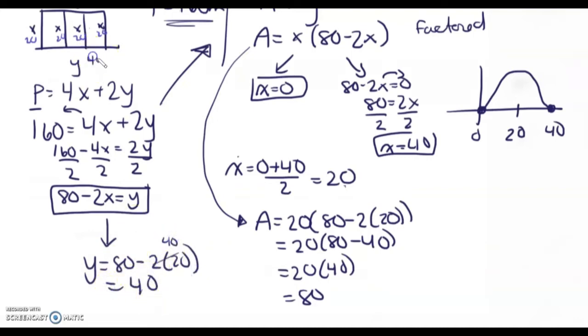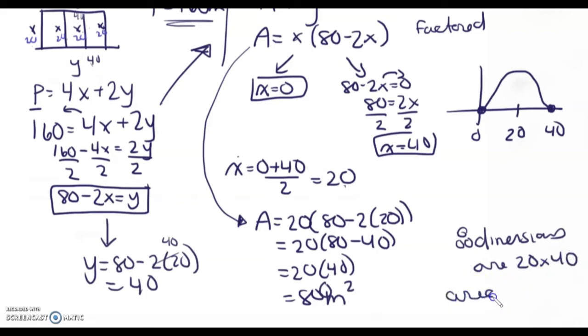Okay, so then we have 40 and 40 up here. And we can double check that all of these add up to 160. So 4, 8, 9, 10, 11, 12, 13, 14, 15, 16. So those all add up to 160. And then the maximum area is going to be 80 meters squared. Sorry, 800 meters squared. So therefore, the dimensions are 20 by 40, and the area is 800 meters squared.